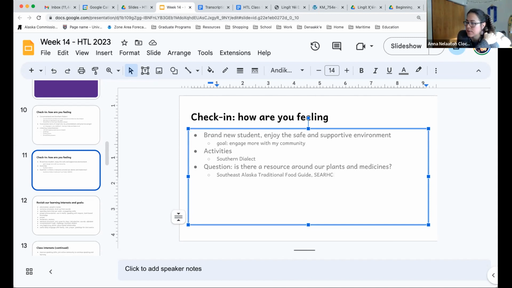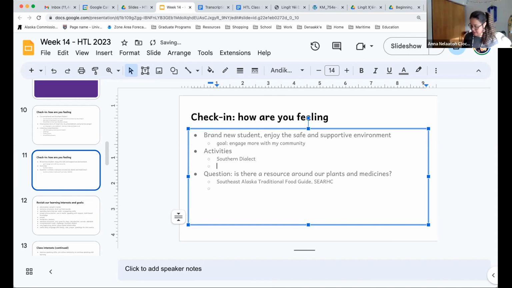Does anyone else know of resources right off the bat around plants? I think I have a couple at home. I forget the name of them, but I could see about gathering them to bring them next week. Okay.